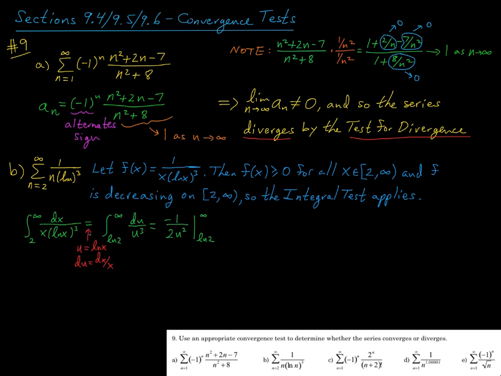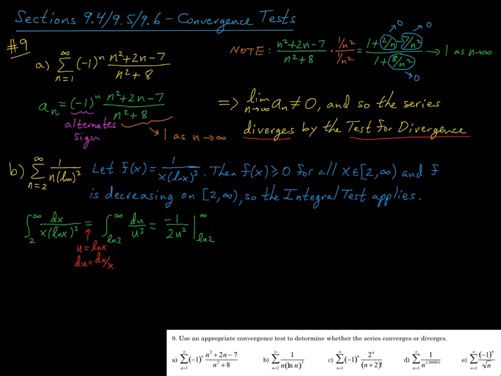So let's compute that integral. I'm going to use the substitution u is equal to the log of x, so du is dx over x. Change the limits of integration: when x is 2, u is the natural log of 2, and as x approaches infinity, u, which is equal to the natural log of x, also approaches infinity. Now in the denominator, the natural log of x cubed will just become u cubed, and dx over x is just du.